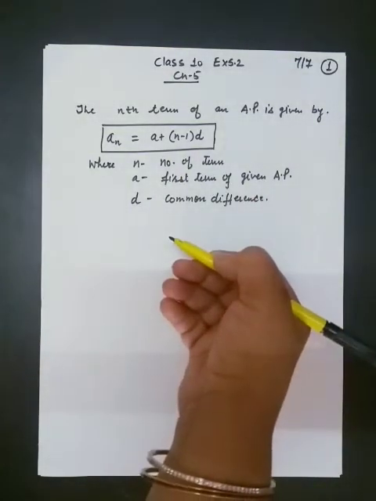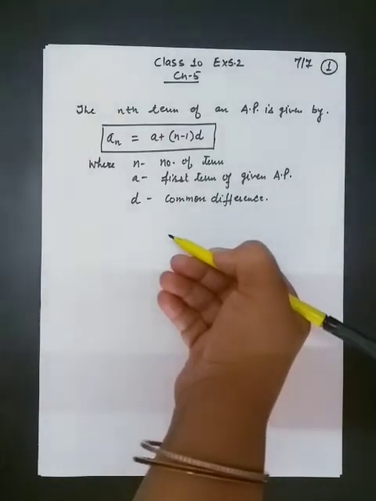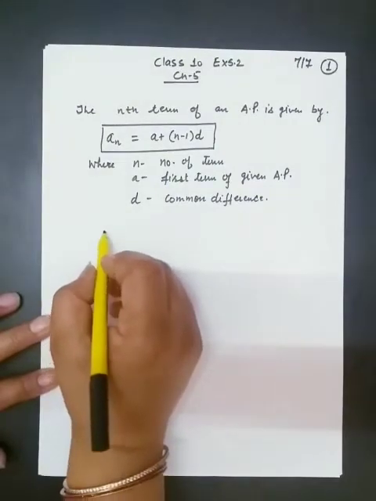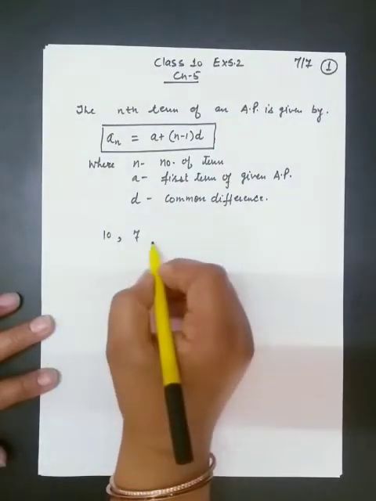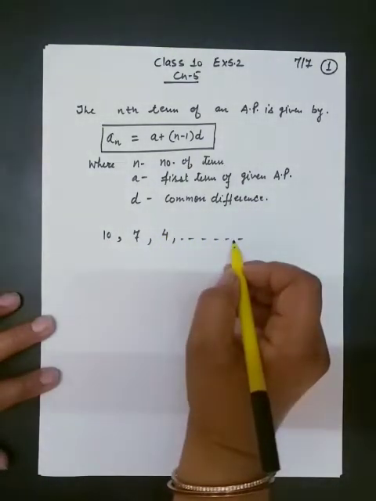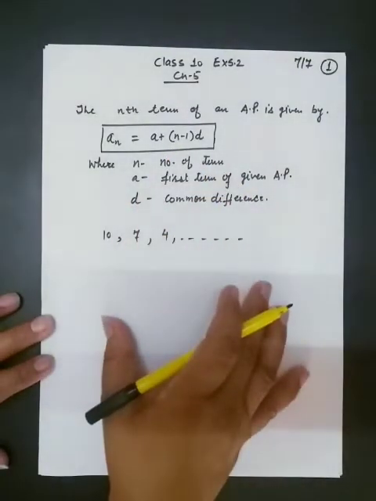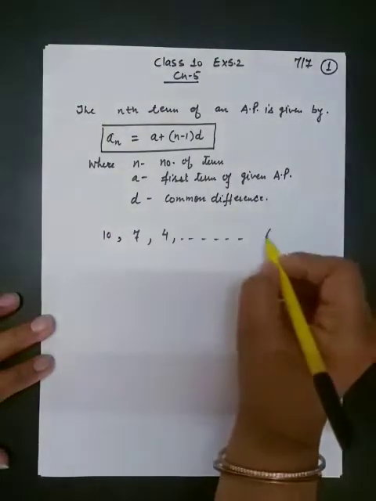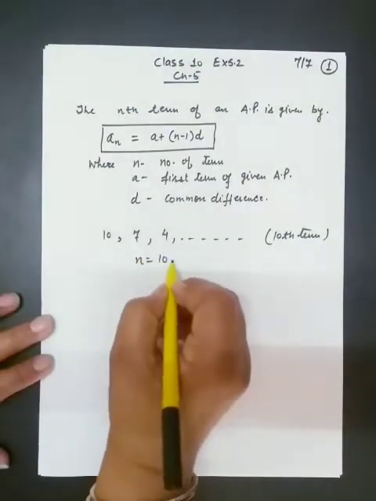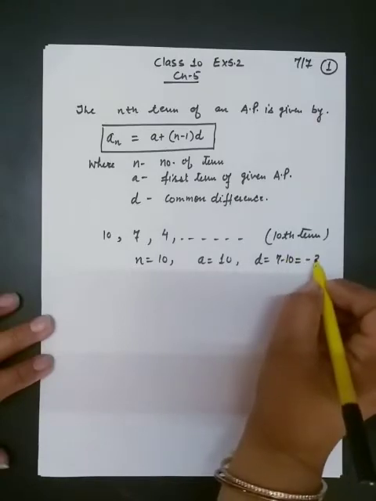Always remember, we can easily find any term of an AP by using the formula. Suppose first three terms of an AP are 10, 7 and 4, and you are asked to find its 10th term. So directly by using this formula we can find the 10th term. Here n is 10, a is 10 and d is 7 minus 10, that is minus 3.